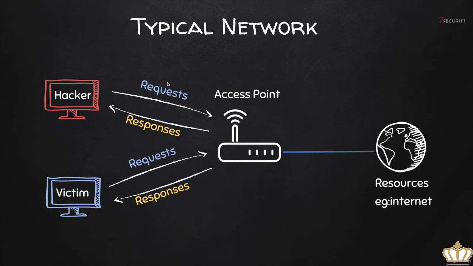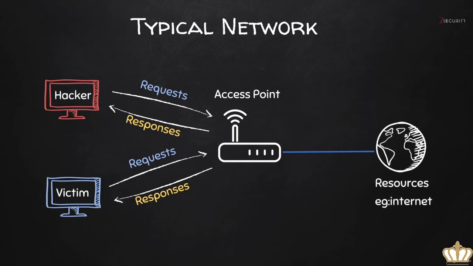And right here we have a diagram of a typical network. You can see that normally any device that's connected to the network, if it wants to send requests, will send them to the router. The router will send that request to the internet, wait for the response, and then forward the response to the device that requested it. So if the hacker or the victim or any other computer on the network wanted to send a request, they will send that request directly to the router.